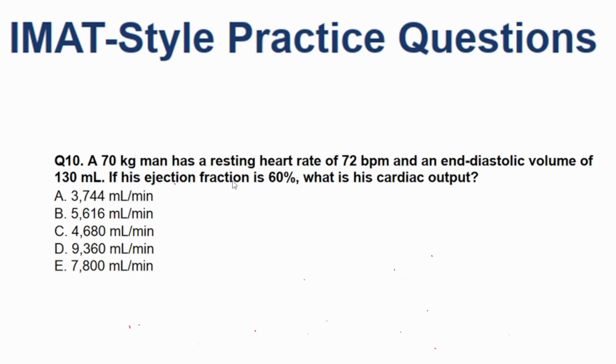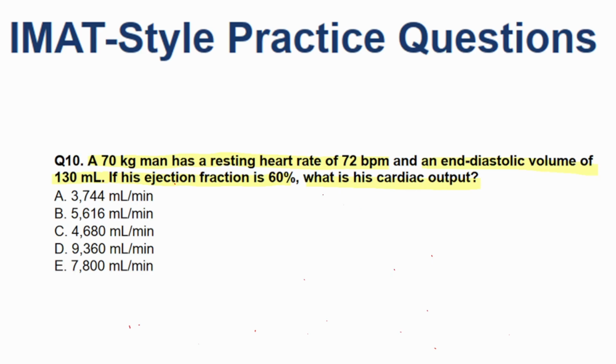We have made it to our 10th and final question, which tests your ability to apply core cardiovascular formulas to solve a quantitative clinical scenario. The question reads: a 70 kilogram man has a resting heart rate of 72 beats per minute and an end diastolic volume of 130 milliliters. If his ejection fraction is 60%, what is his cardiac output?